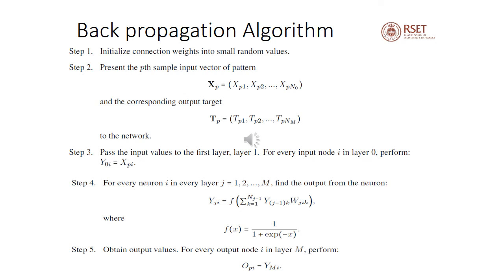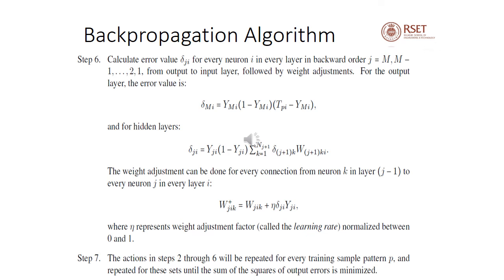The fourth step is for every neuron i in every layer, we have to find the output. For that, we need to apply the activation function over the net input. That is yji equal to f of sigma k equal to 1 to n of j minus 1 of y of j minus 1 k into wjik. Here the activation function is 1 by 1 plus exponential of minus x. Finally, you have to obtain the output value. For every output node i in layer M, perform opi equal to ymi.